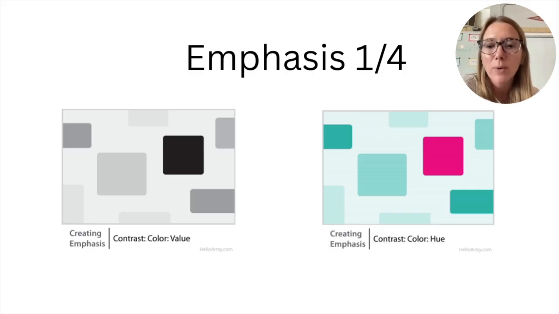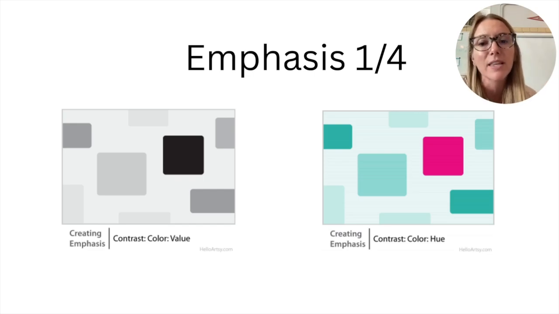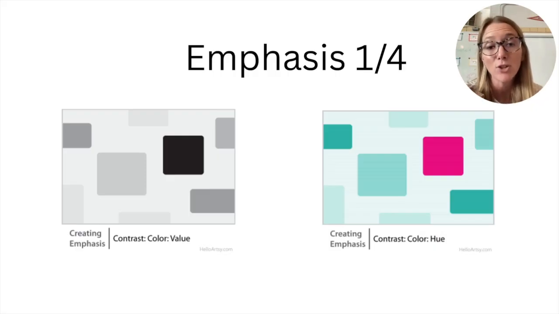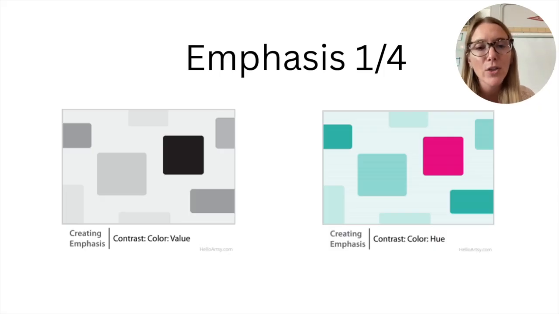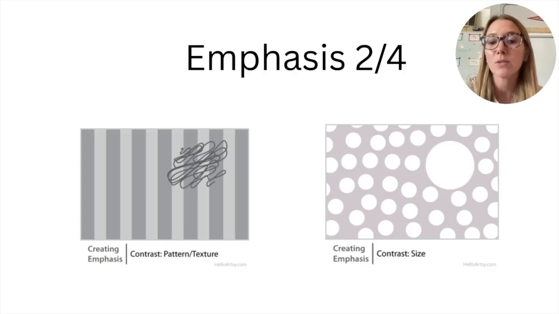So on the left here, we have value. That one dark square or rectangle draws your attention because everything else is lighter, and that has just a more intense shade, so your eye is drawn to that. Same thing with color or hue. If you have all things that are kind of like sea green colors, and then you have one thing that's pink, that pink thing really stands out.